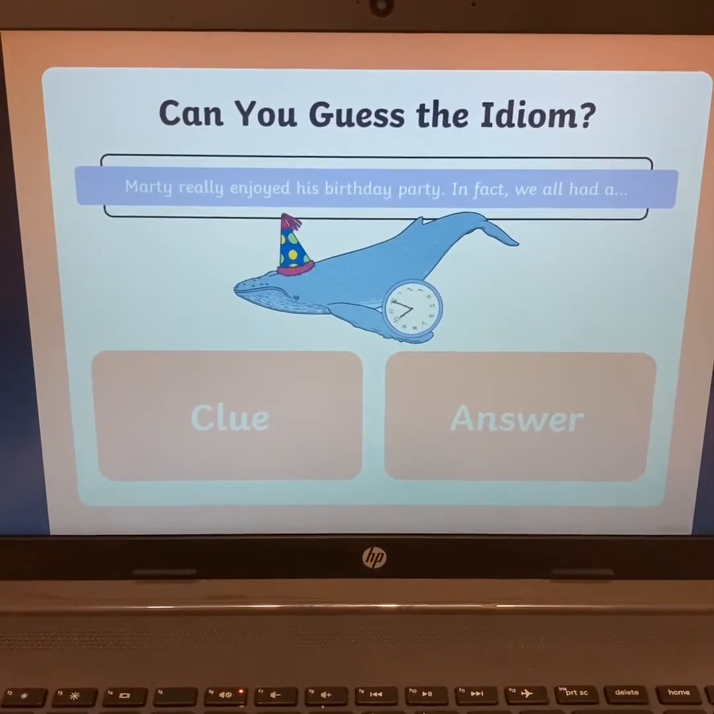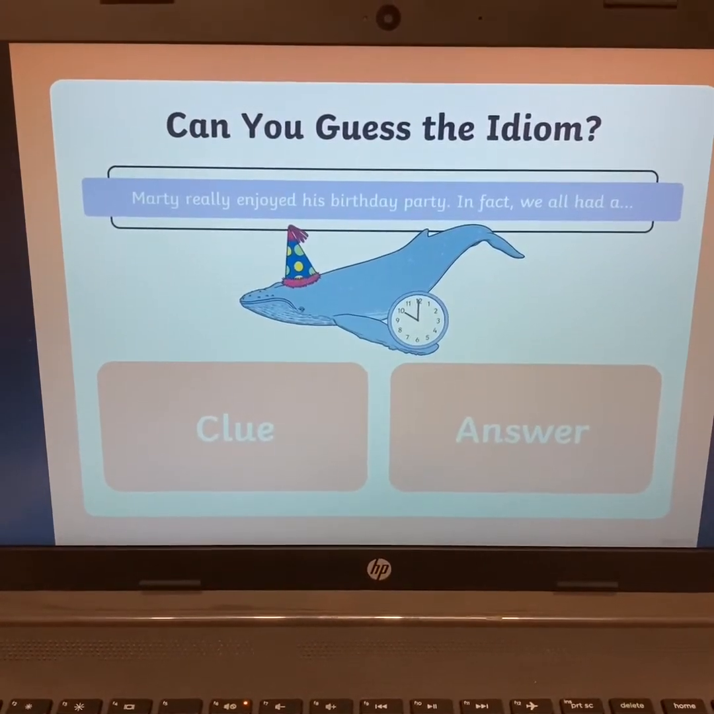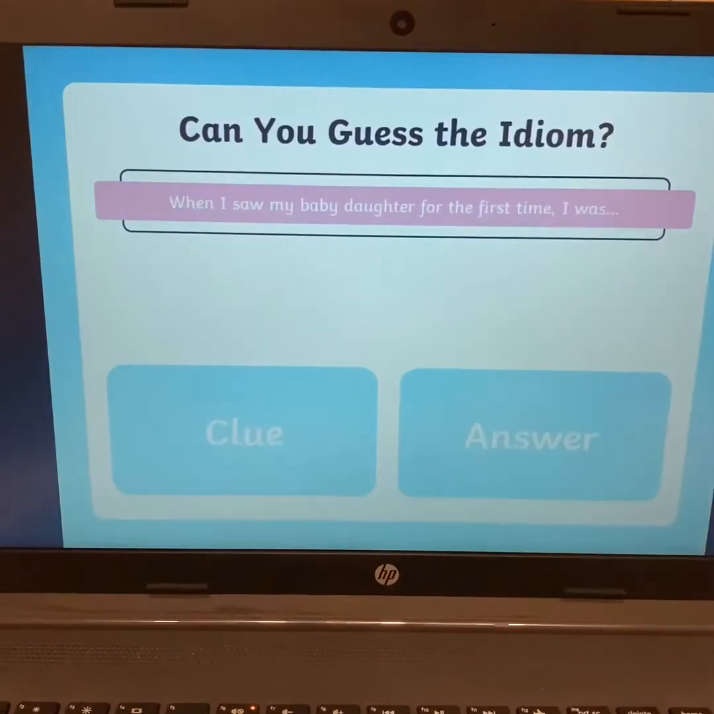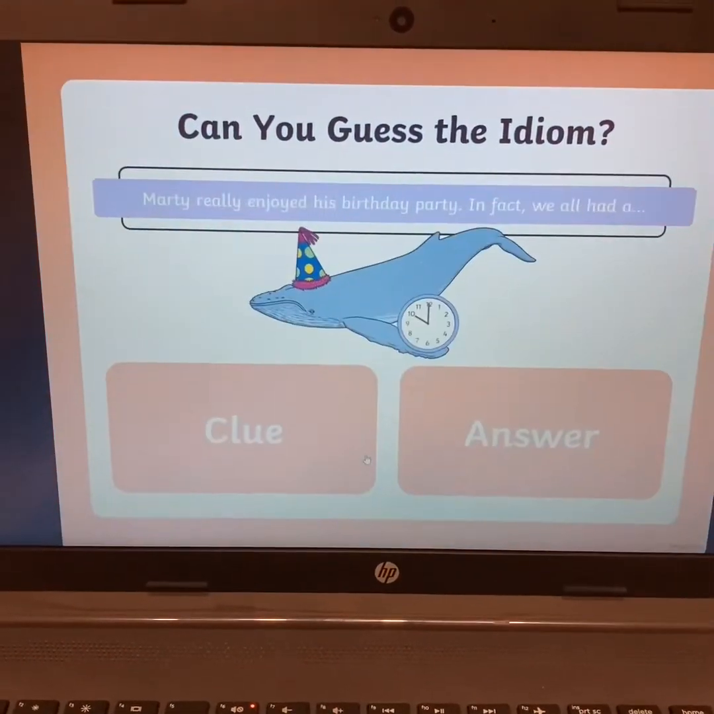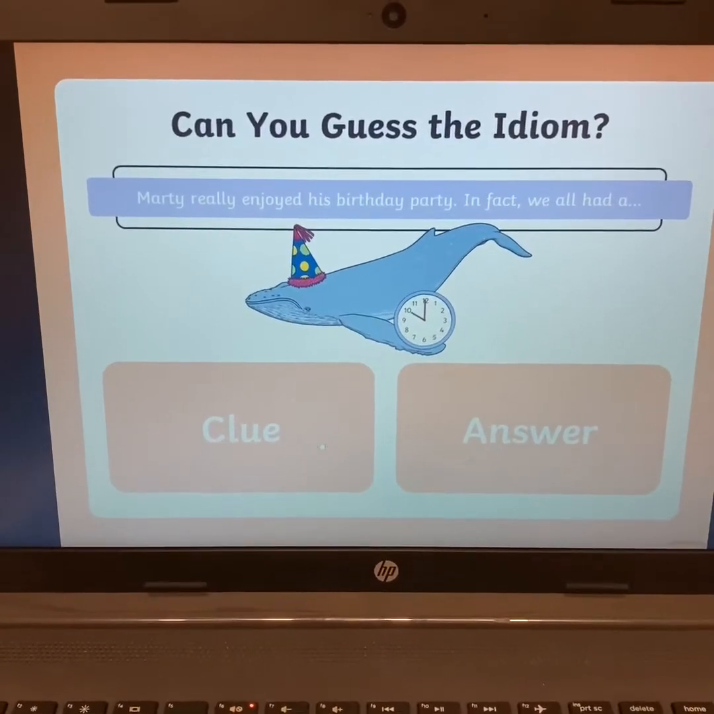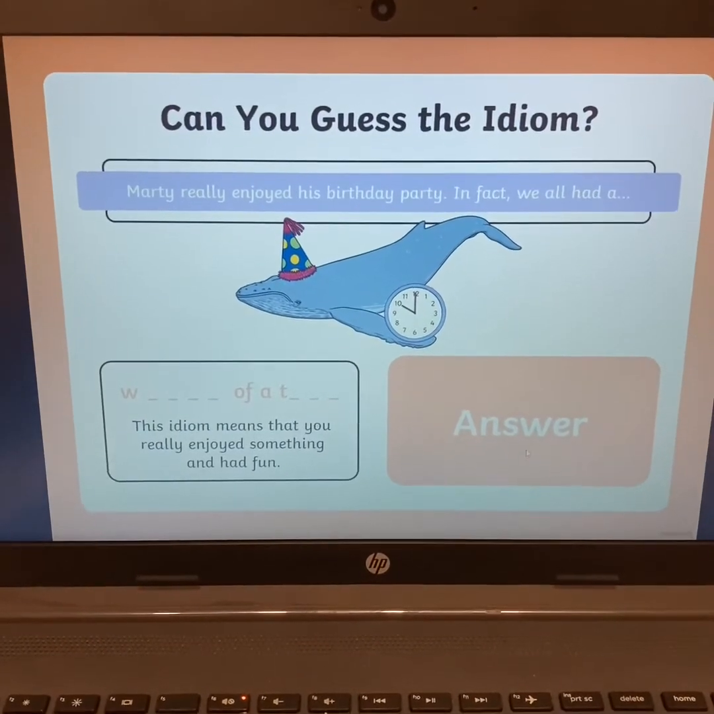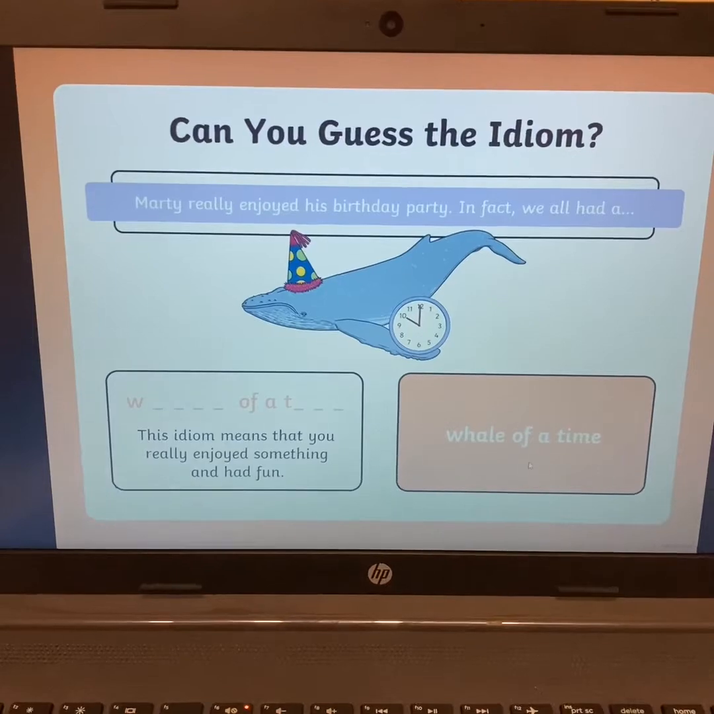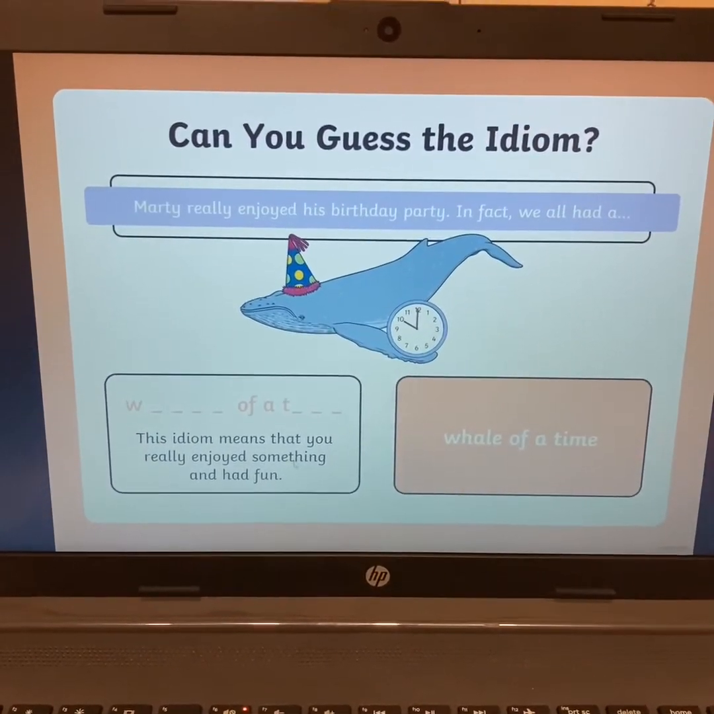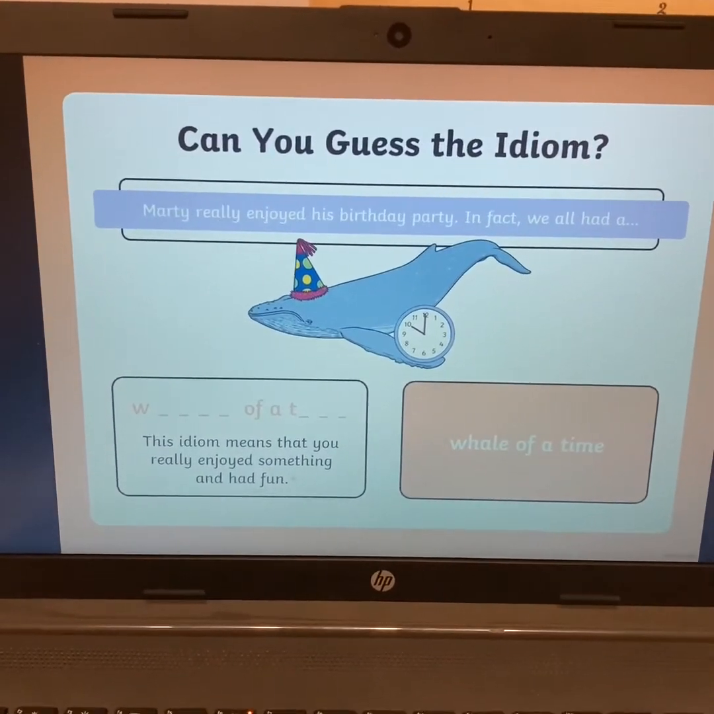Next one. Marty really enjoyed his birthday party. In fact, we all had a whale of a time. Okay, so a whale of a time equals something you've really enjoyed.